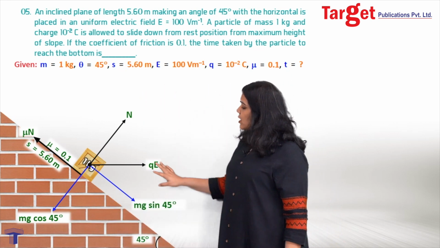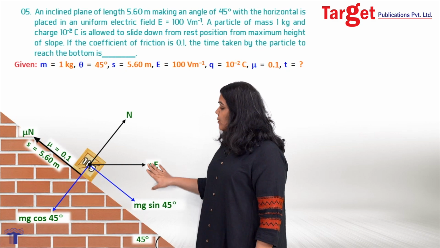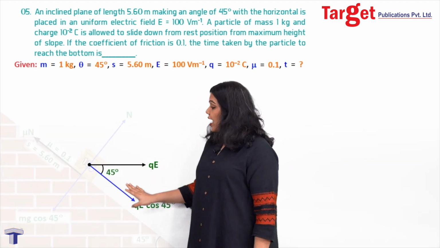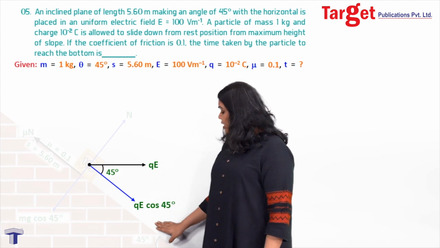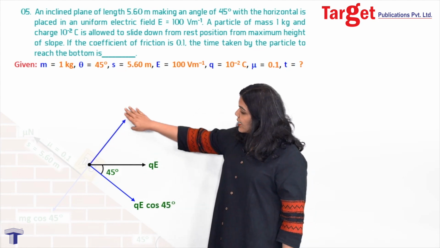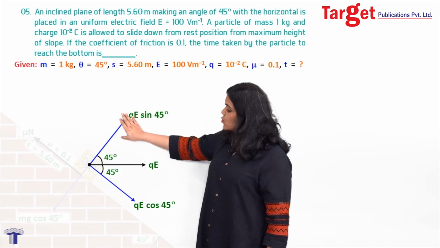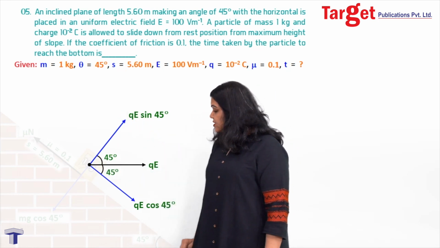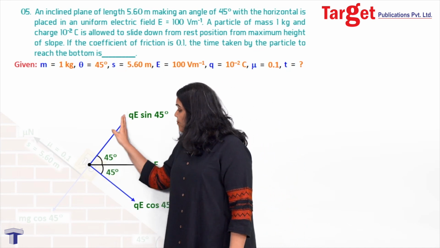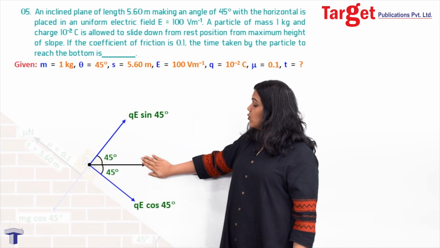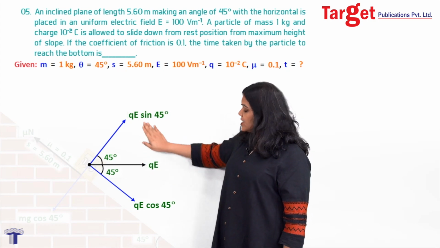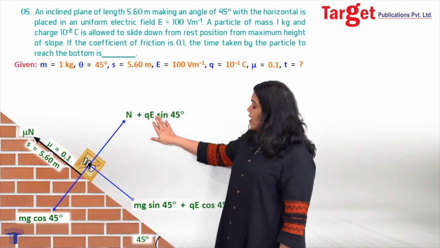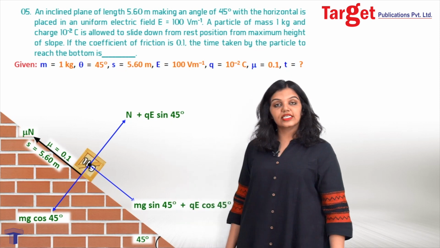So I'm going to remove mg and only keep these two in my free body diagram. I'm going to do the same thing with QE. The angle that QE makes with its component along the plane will again be 45 degrees, and therefore this will be QE cos 45, and this angle is also 45, and this will be QE sin 45. Again the same thing happens: you keep these two components and remove the original vector QE, and these get added to your free body diagram. So I no longer have QE, but I have added these components to my original diagram.